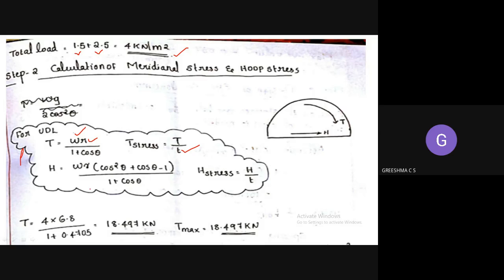Now you can substitute all the values, right? First meridional force. W is how much? W is 4 ആണ്. So 4 into 6.8 divided by 1 plus 0.4705. Cos theta value is 0.4705. So you got the meridional force.